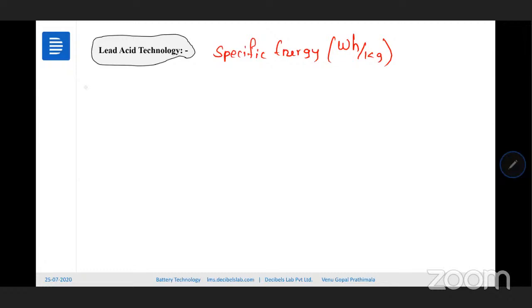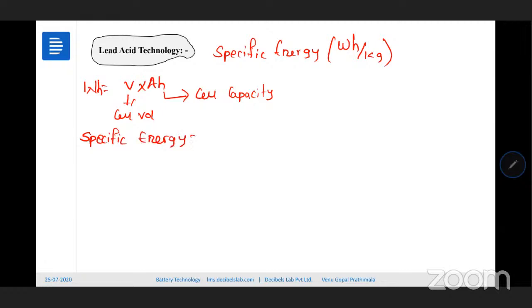So here watt hour can be represented as volt into amp hour. Okay. So this volt is nothing but the cell voltage. And this amp hour is nothing but cell capacity. Okay. But if you are dividing by kg, it is for the specific cell capacity. So now we know the values of cell voltage and we know the values of specific cell capacity. So we can directly find out the specific energy. So specific energy equal to cell voltage into specific cell capacity.